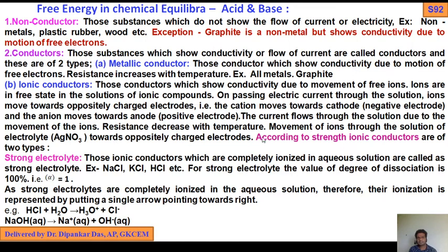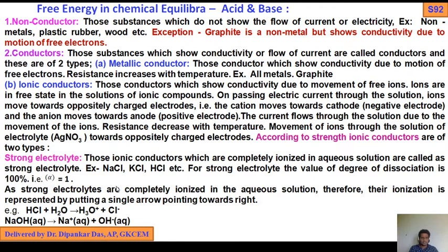That is, cation moves towards cathode, the negative electrode, and anion moves towards anode, the positive electrode. So current flows through the solution due to the movement of ions. Resistance decreases with temperature, due to movement of ions through the solution of electrolyte towards oppositely charged electrodes. According to strength, ionic conductors are of two types, strong electrolyte and weak electrolyte.